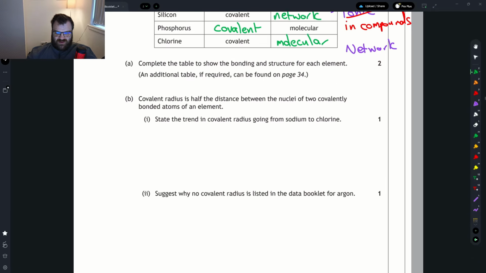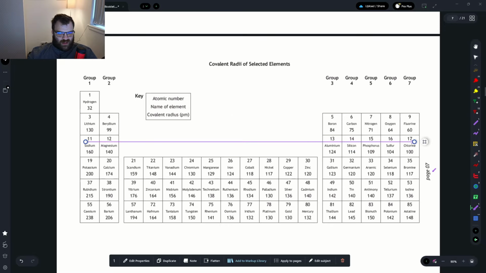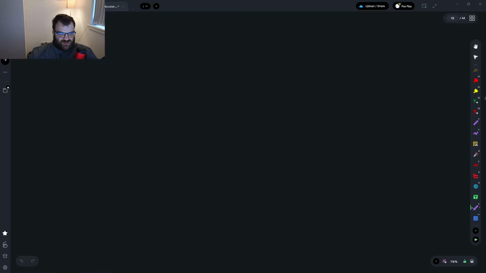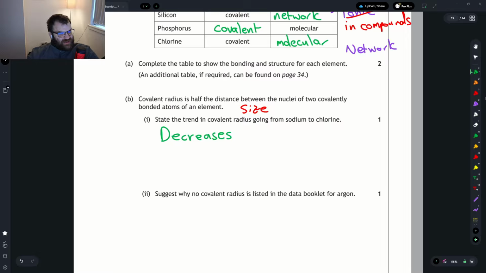Next one, we're talking about the covalent radii, which is half the distance between the nuclei, or simply talked about as being the size of an atom. But anyway, what's the trend? We can just look in the data booklet. Sodium through chlorine is going along a period and the values are getting smaller. The size is decreasing. If we're asked to explain that, that's because there are more protons in the nucleus. It's an increased attraction for the outer electrons and pulls them together.